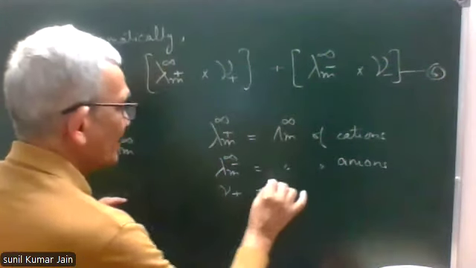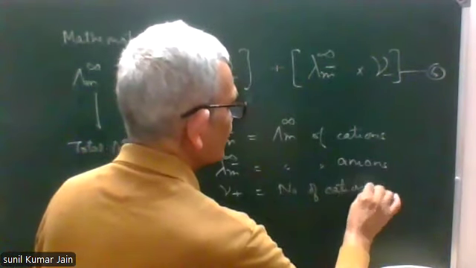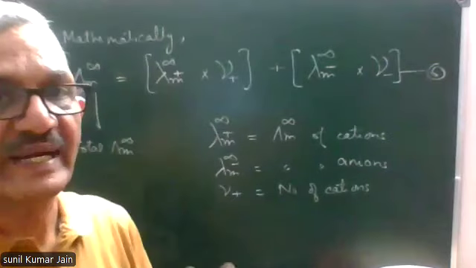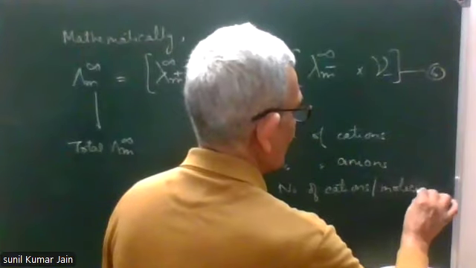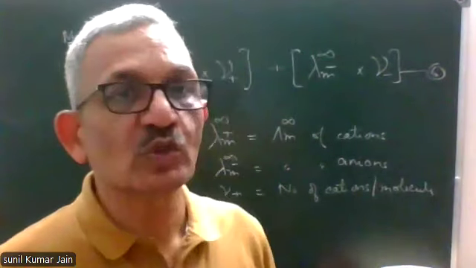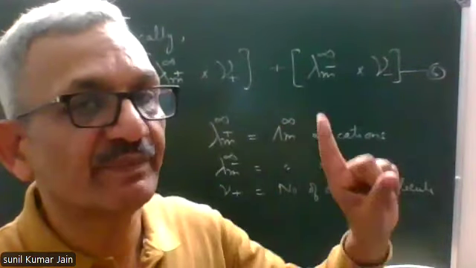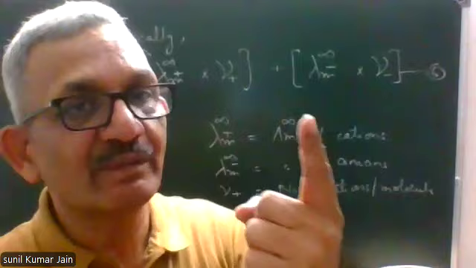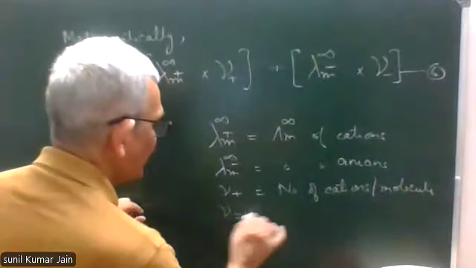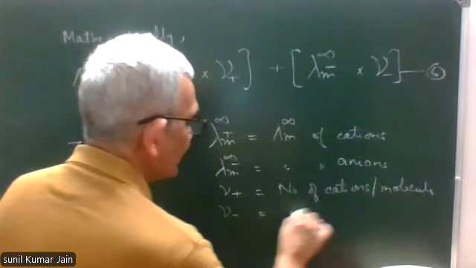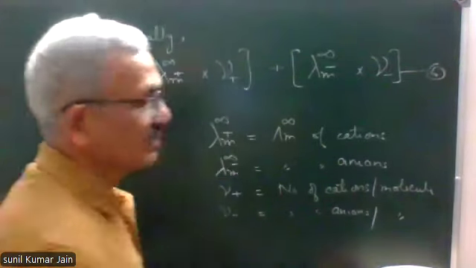Nu plus is the number of cations per molecule. For example, if it is sodium sulfate, there will be 2 sodium ions, so nu plus value will be 2 and sulfate ion will be 1. Therefore, nu minus will be 1. So nu minus is the number of anions per molecule.